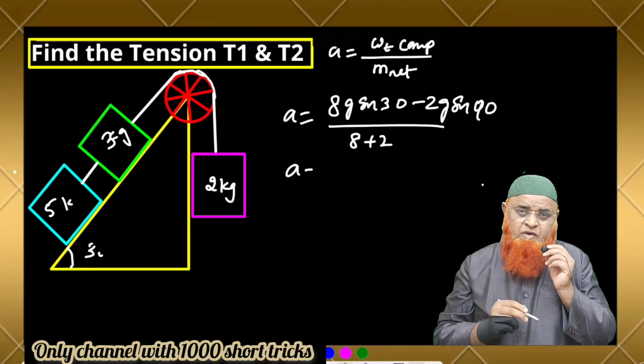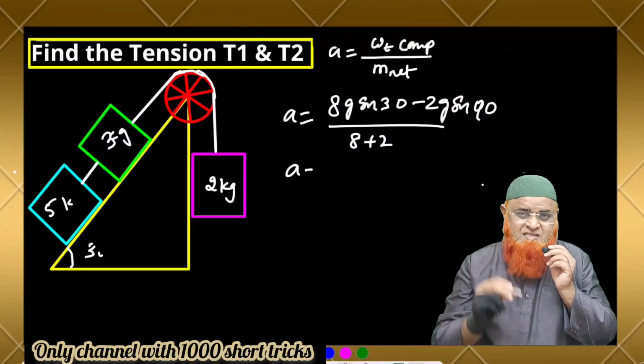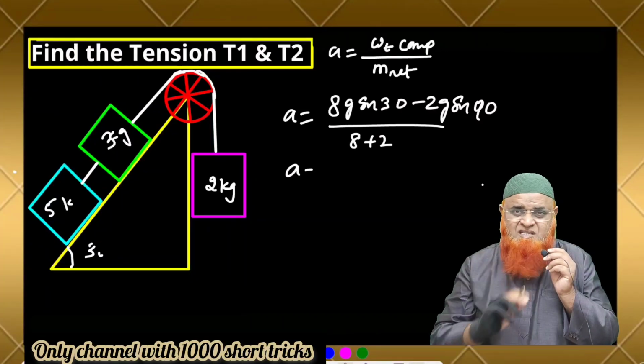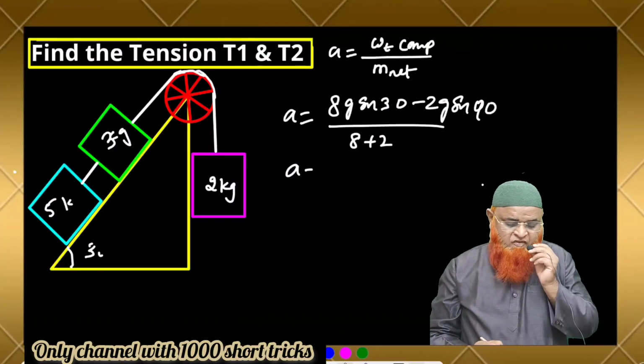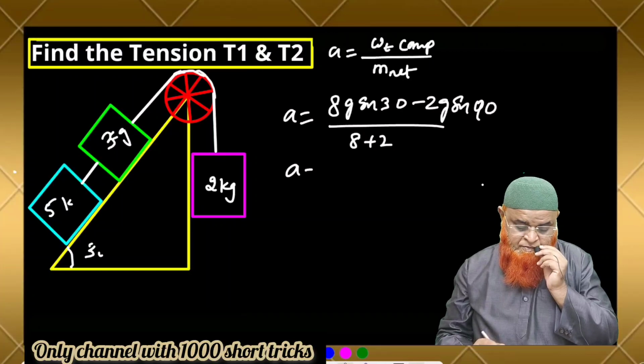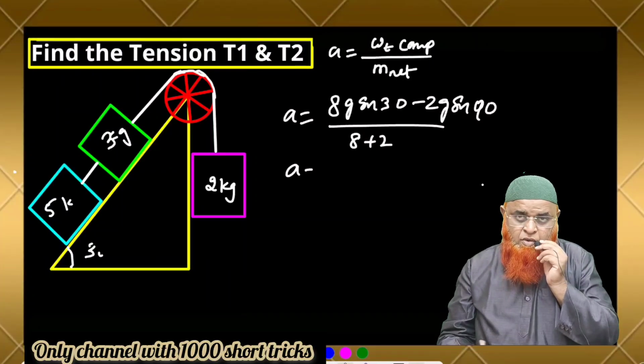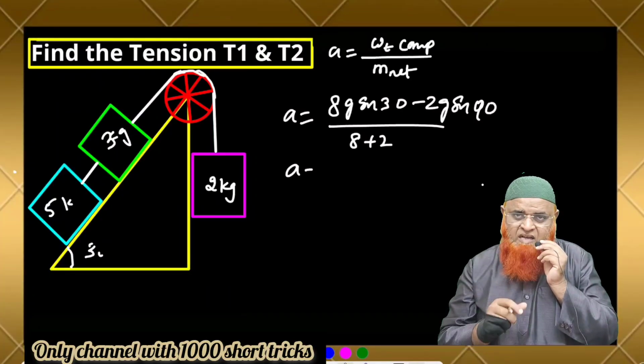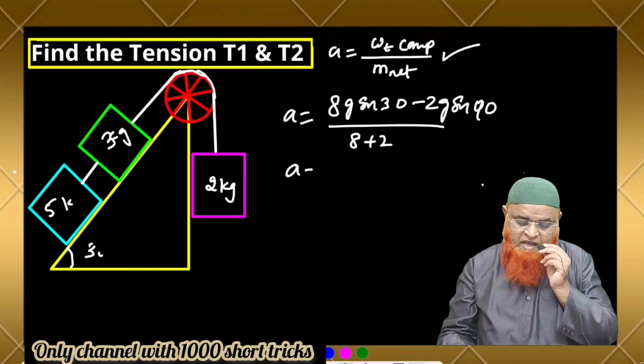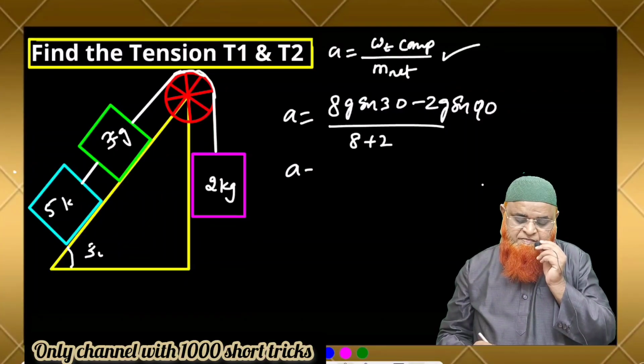But how can you solve these problems in less than 17 to 30 seconds? That's it, not more than that. For that, I have given a shortcut formula here. Acceleration is equal to weight components by net mass. What are the weight components?